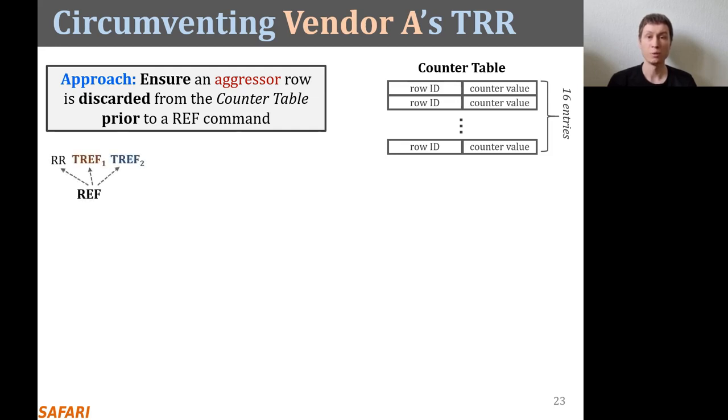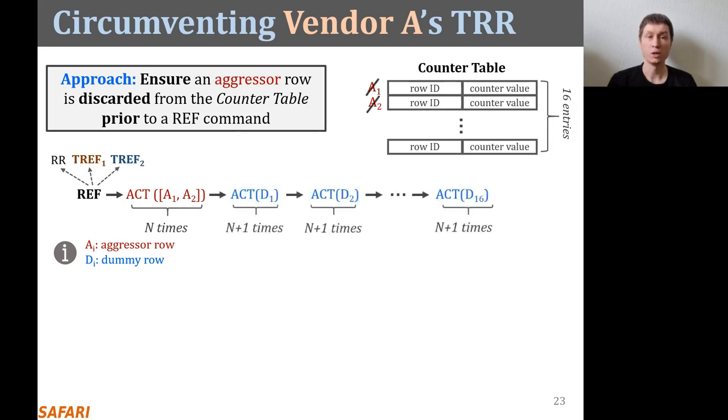Immediately after a refresh command, we hammer two rows A1 and A2 that are one row apart to perform a double-sided RowHammer attack. We hammer each row n times. Then, to discard A1 and A2 from the counter table, we hammer 16 different dummy rows n plus 1 times each. By hammering the dummy rows more than the aggressor rows, we make the TRR replace A1 and A2 in the counter table with the dummy rows. The maximum value of n depends on how many hammers can be performed during the time interval between two refresh commands. Doing so, we prevent the TRR mechanism from detecting the aggressor rows, since both TRF1 and TRF2 can detect a row from the counter table, which contains only dummy rows.